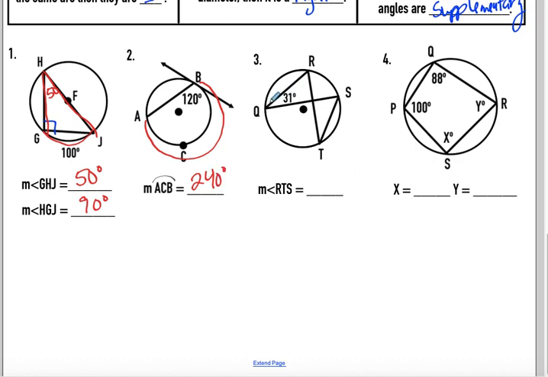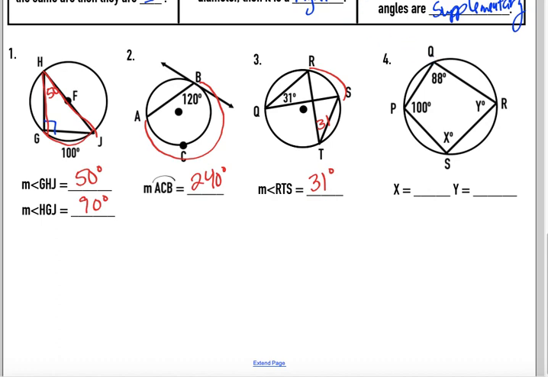On number 3, this angle at Q is 31, and it is intercepting arc RS, and the angle here at T also intercepts that same arc. What that does is it tells us that those angles themselves are congruent to each other. So the angle RTS is also 31 degrees.